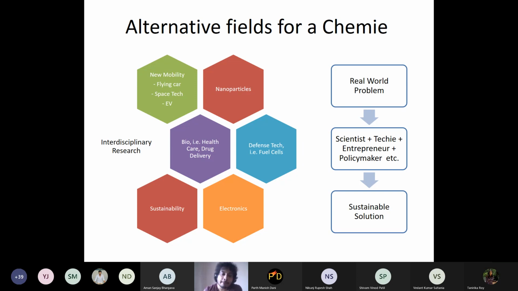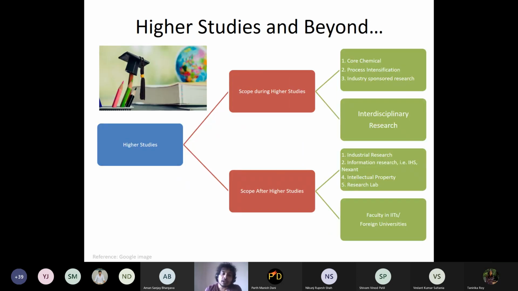Next slide. So yeah, as I was mentioning in the previous slide, what are the scopes in higher studies? One is obviously the interdisciplinary research in nano, bio, or even in different areas, what I mentioned in fuel cells and everything. Apart from that, if somebody wants to do research in core chemical, what are the scopes? There are scopes in core chemical, but as you can see here, things are saturated a little bit compared to the interdisciplinary research.